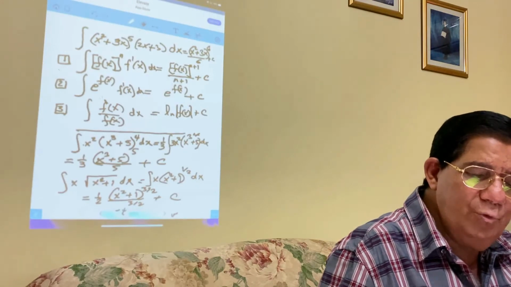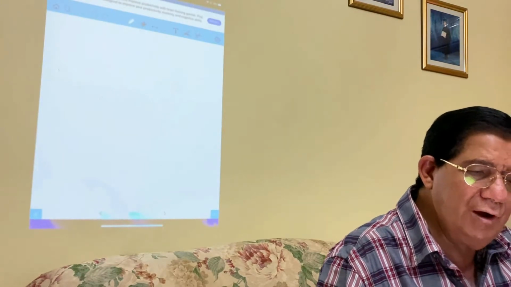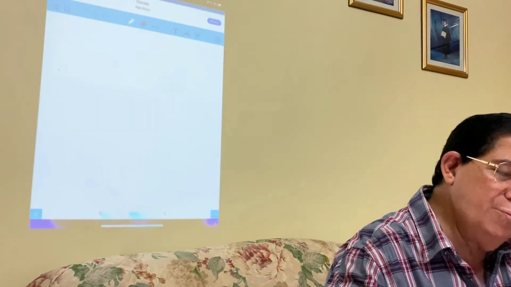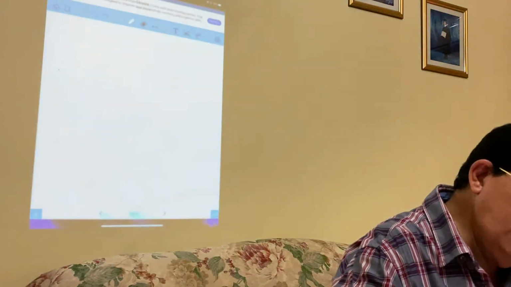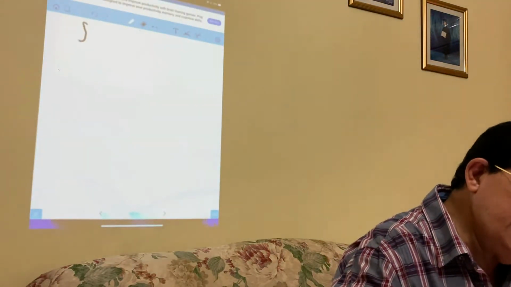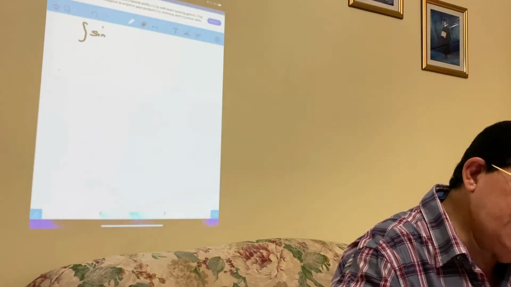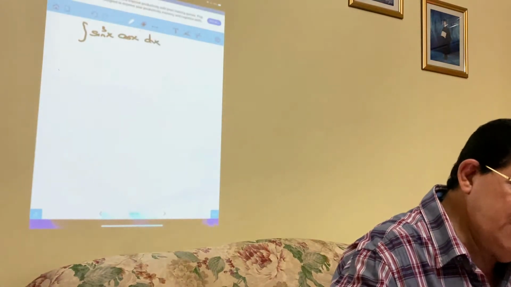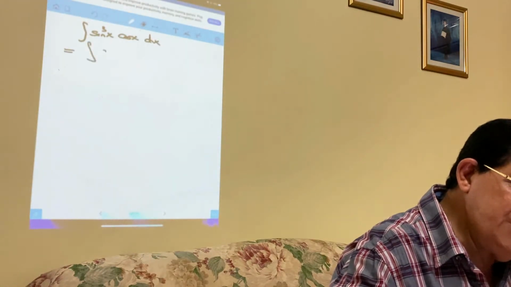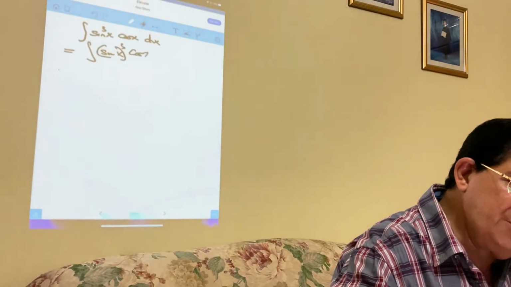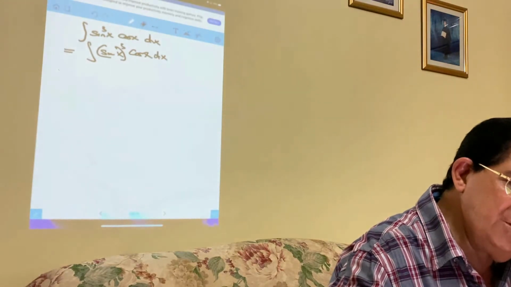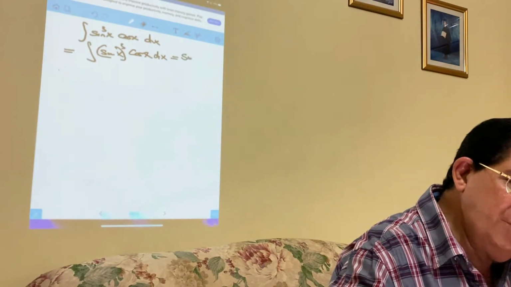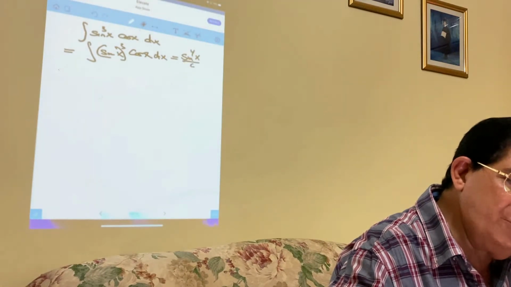This is how we can use these standard forms of integration. What is the integration of sine cube x cosine x dx? We say this is equal to the integration of sine x all cube times cosine x dx. And the answer is sine power 4 x over 4 plus c.